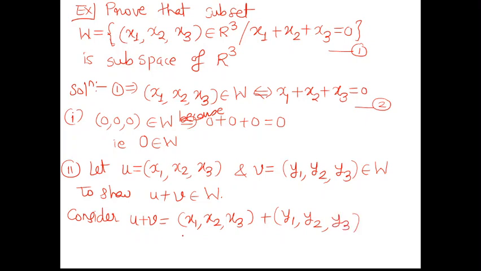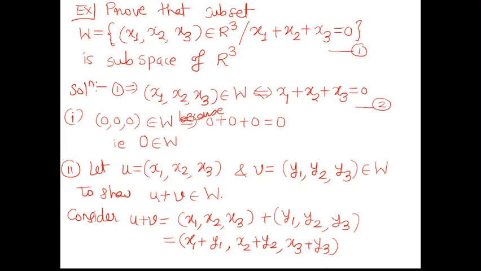Now, how to add two triplets? Two triplets are added by adding their corresponding elements. It means we add the first element with the first one, that is x1 plus y1, the second with the second, so x2 plus y2, and the third with the third, so x3 plus y3, as per addition of two vector quantities. So this is what we have. Now you can observe that the first element of u plus v is x1 plus y1, the second element is x2 plus y2, and the third element is x3 plus y3.